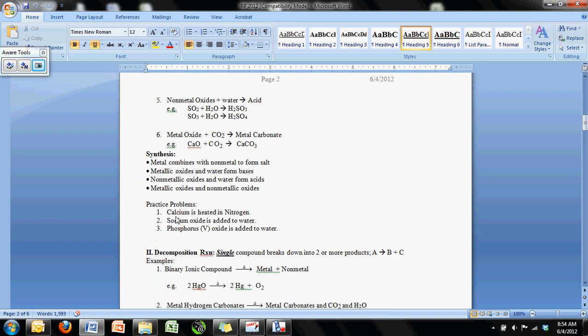Let's work on these together. Calcium is heated in nitrogen. How would you write calcium? Ca. Nitrogen, again being a Hofbrinkel gas, will be N2, and you know it'll form calcium nitride. Nitrogen tends to form 3- and calcium tends to form 2+. And when you crisscross charges, what do you get? Ca3N2, and that'll be solid, because ionic compounds are solid unless they say that it is aqueous solution.